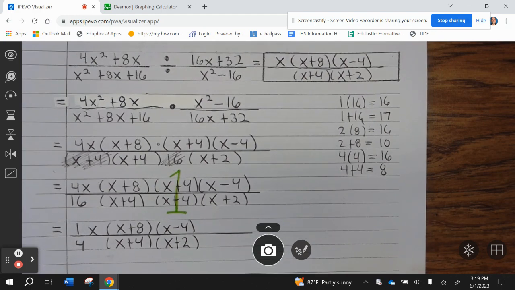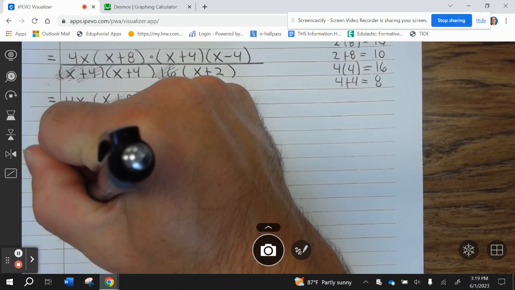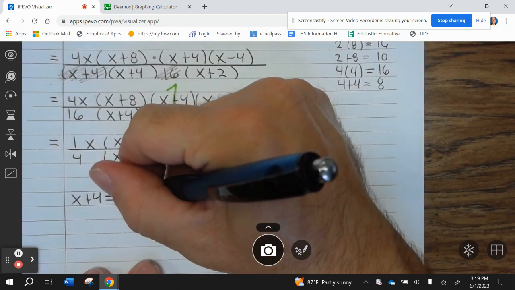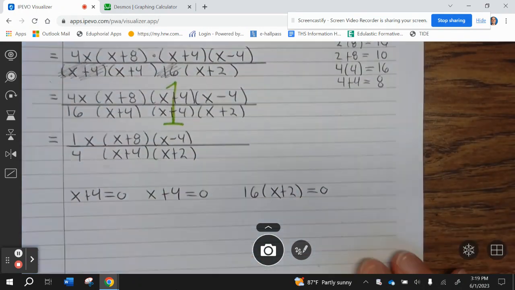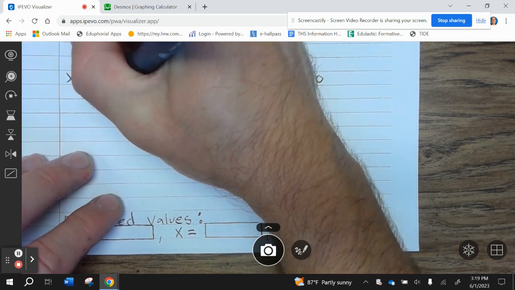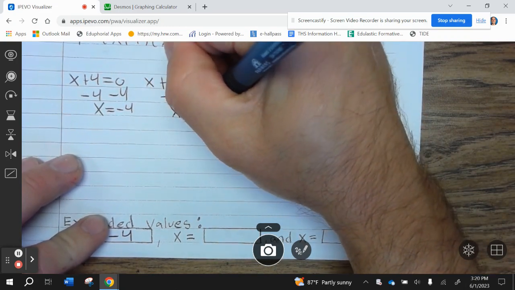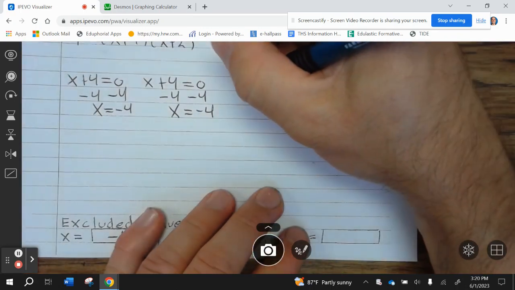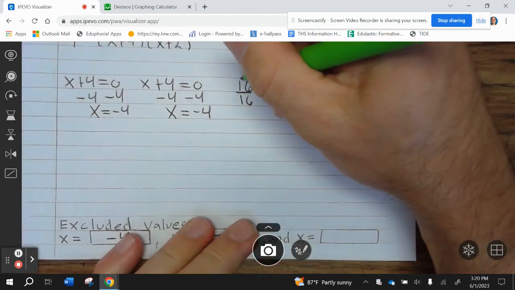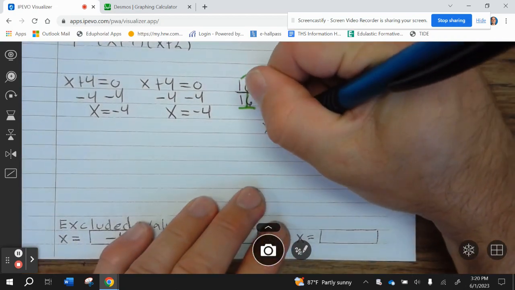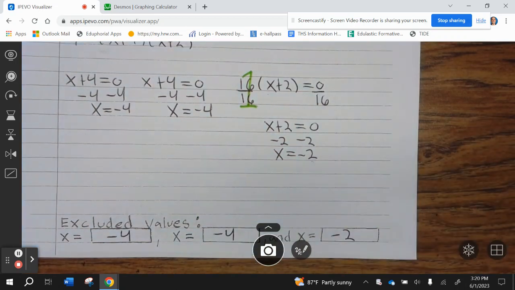All right, now to find the excluded values, we need to set the denominator right here equal to 0. So x plus 4 equal to 0, x plus 4 equal to 0, and 16 times x plus 2 equal to 0. Okay, so subtract 4 from both sides, x equals negative 4. Subtract 4 from both sides, x equals negative 4. And then divide by 16 on both sides. This divides and becomes 1. We get x plus 2 equal to 0. Subtract 2 from both sides. x equals negative 2. All right, go and finish up example 1.